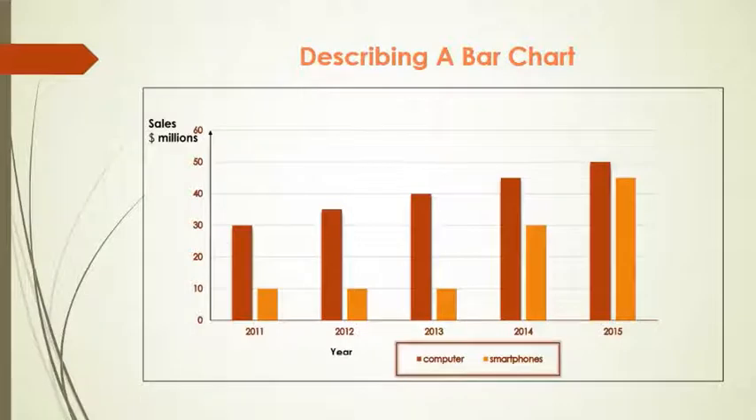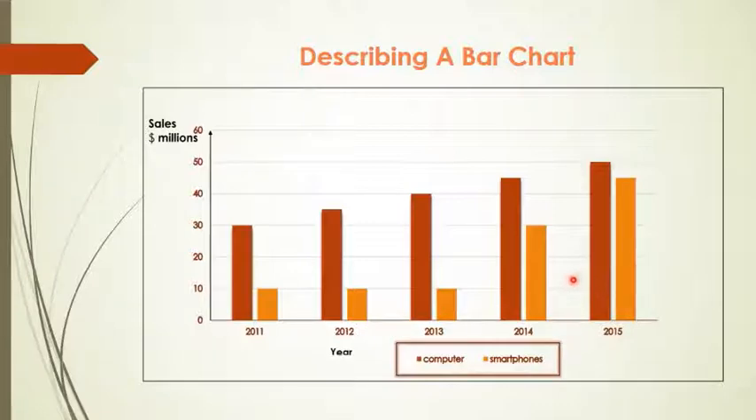Maybe you have seen these types of graphs. These types of graphs are called bar charts. Now here you find columns, right? In this particular graph, you have two columns. They represent computer and smartphone. Here, two types of items.